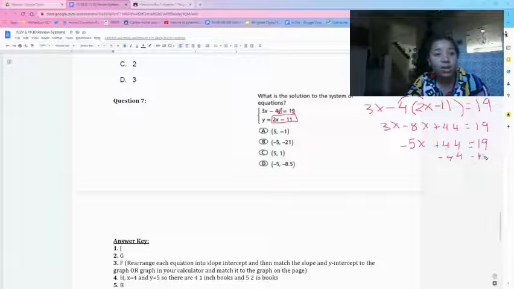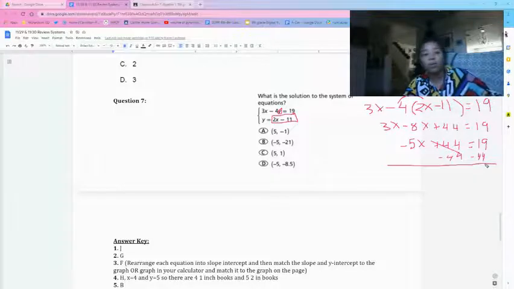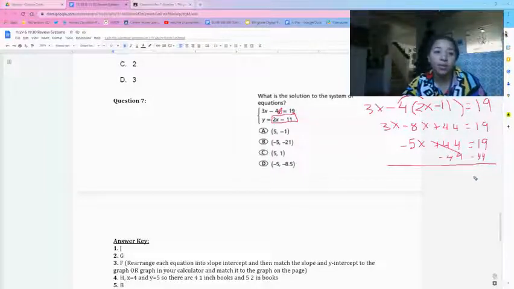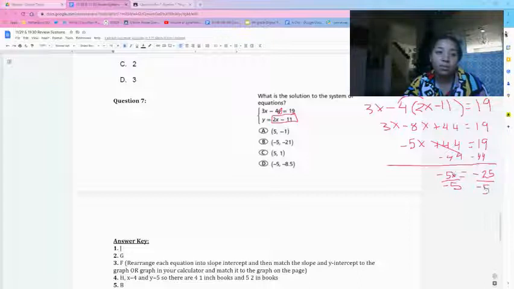Then I'm going to subtract 44 from both sides. I do not know what this is mentally, so I'm going to grab my calculator. I'm just going to grab my handheld for this one. Sorry, guys. 19 minus 44. And then this will be -25 equals -5x. I'm going to divide by -5 on both sides. And then x equals 5.